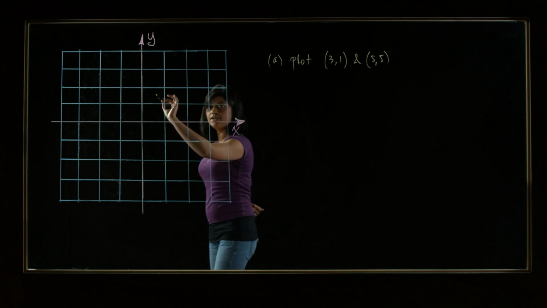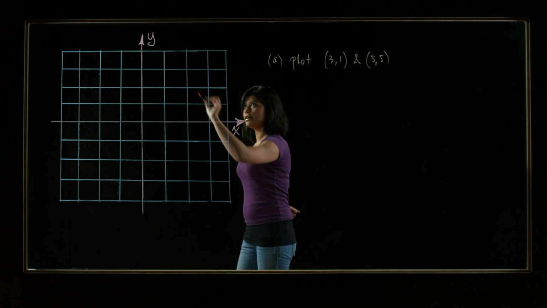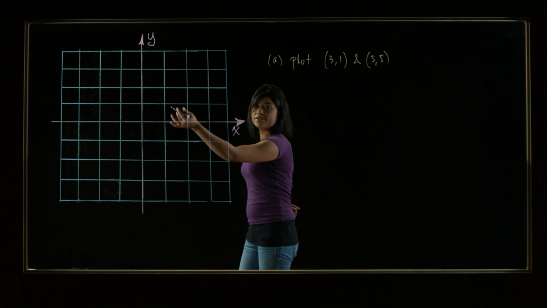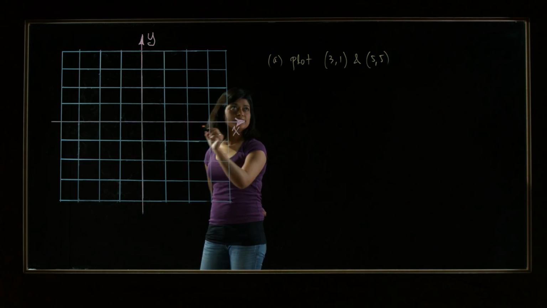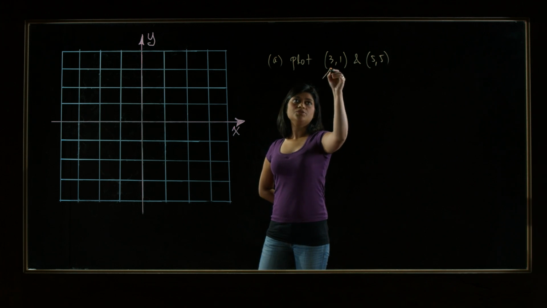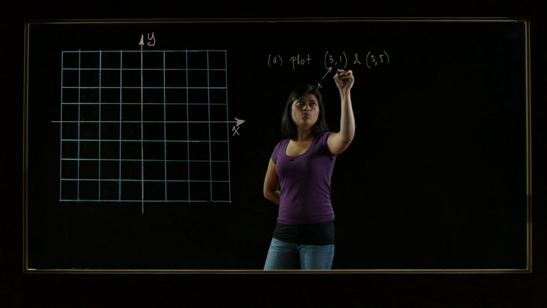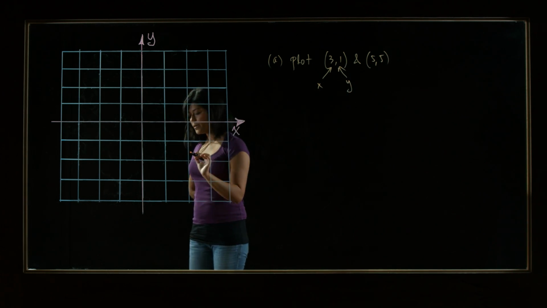So let's go back here. You know, the Cartesian plane is divided by two lines, the x-axis and the y-axis, and they intersect at right angle. We know that. Okay, so we have our grid here. Let's plot the first point, (3, 1). As you know, when we plot a point, we consider the first number as our x-coordinate and the second number as our y-coordinate.